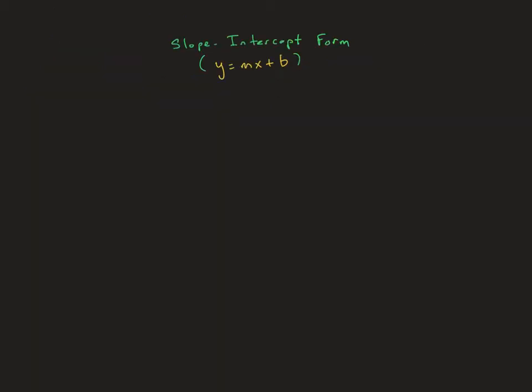Now, my slope-intercept form, this is the one you've probably been working with the longest, is a linear equation given in this form: y equals mx plus b, and we said before that m is your slope and b is your y-intercept. And in order to graph this, we're going to graph it on a coordinate plane.